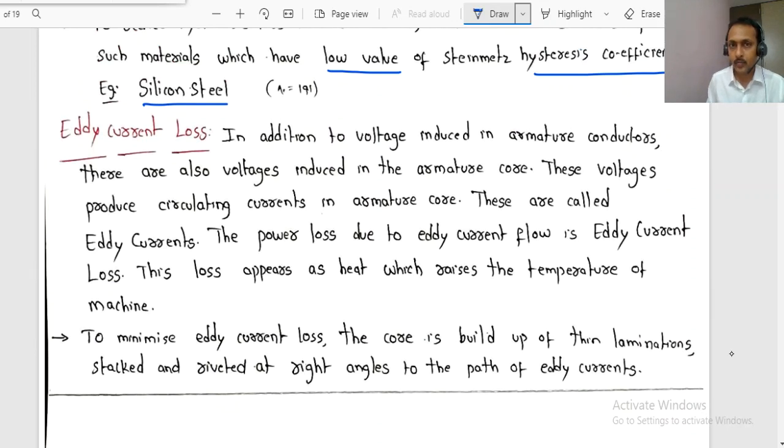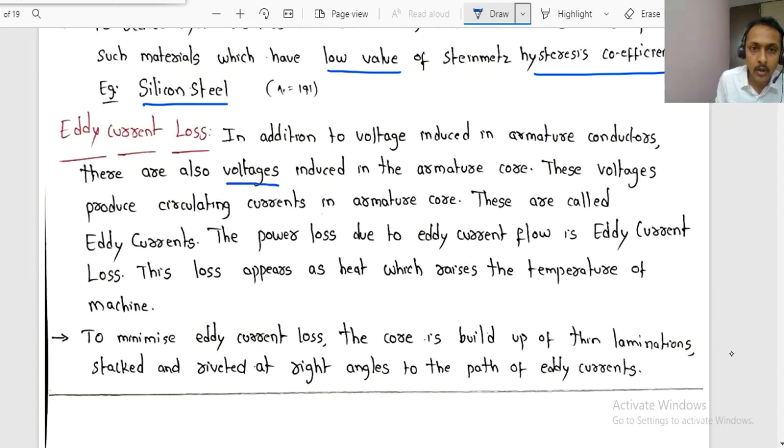Eddy current. So far we are saying that in the presence of the magnetic field, if armature conductors cut the magnetic flux, some voltage will be induced in the conductors. But at the same time, these conductors are placed in the slots. Those slots are nothing but the core. That core is also made up of some conducting material. Now, because of this magnetic field, some amount of voltage will also be induced in the armature core.